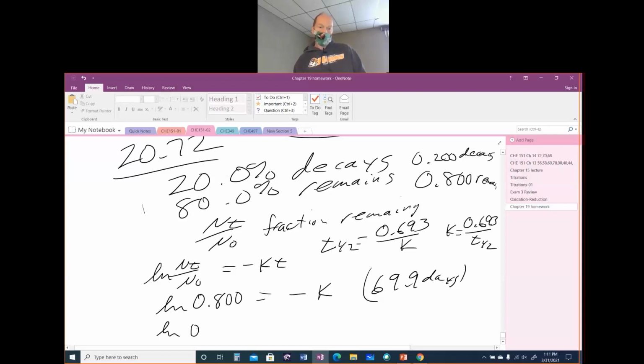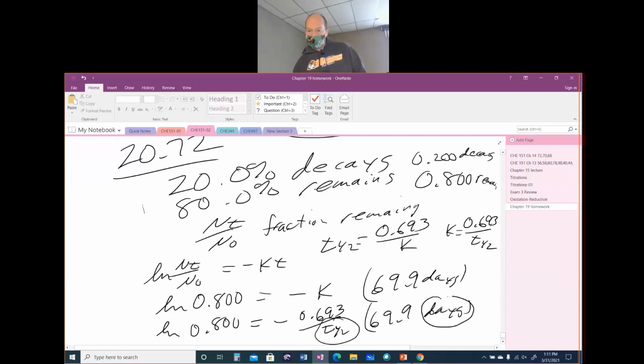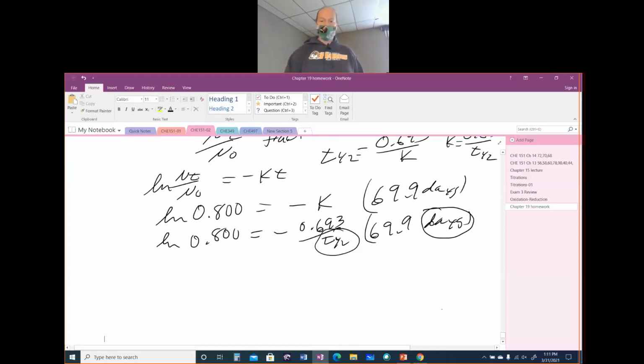So ln 0.800, and you can do this a number of different ways. If you put in your 0.693 over t1/2, times 69.9 days, the t1/2 answer will be in whatever units you put in for your time, which in this case is days. Solve for t1/2, and you get 217 days.